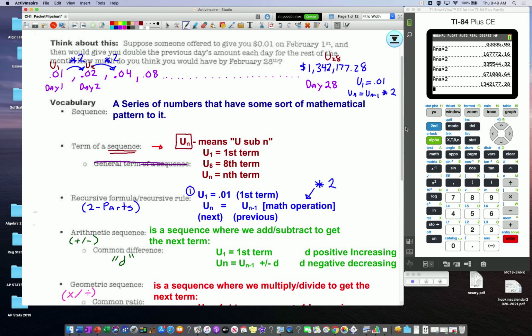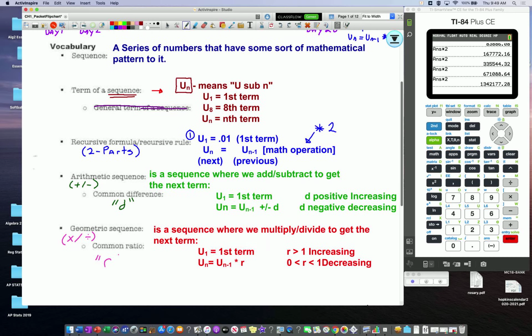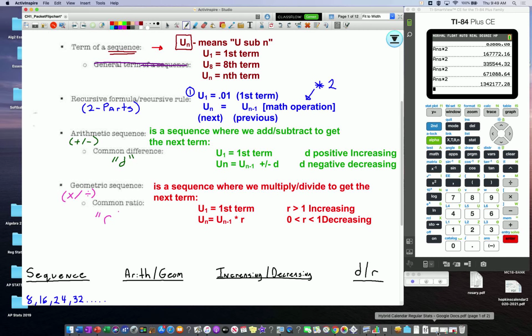Okay? All right, so now we get a little more detailed here. And we're going to talk about two specific types of sequences. The first one is called an arithmetic sequence. I'm going to go neon green here. Hopefully that shows up nicely. An arithmetic sequence is a sequence where we add or subtract to get the next term. Notice how I've used adding and subtracting here. Lots of times we like to use the letter D, common difference, to represent what we're either adding or subtracting to get the next term.